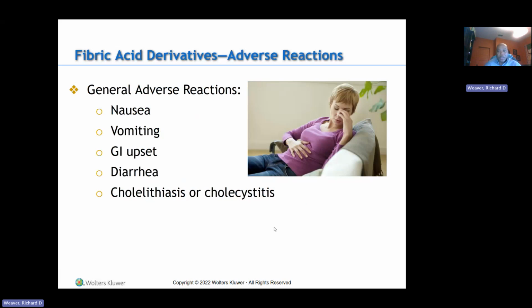So the adverse reactions also associated with fibric acid derivatives are nausea, vomiting, GI upset, diarrhea, cholelithiasis or stones in the gallbladder, as well as cholecystitis, which means inflammation of the gallbladder. So lithiasis is a stone in the gallbladder, and cholecystitis is an inflammation of the gallbladder. So don't get those confused. Now, if cholelithiasis or gallstones is found, the primary care provider may discontinue the drug. Because I believe that one would be contraindicated with those particular patients.